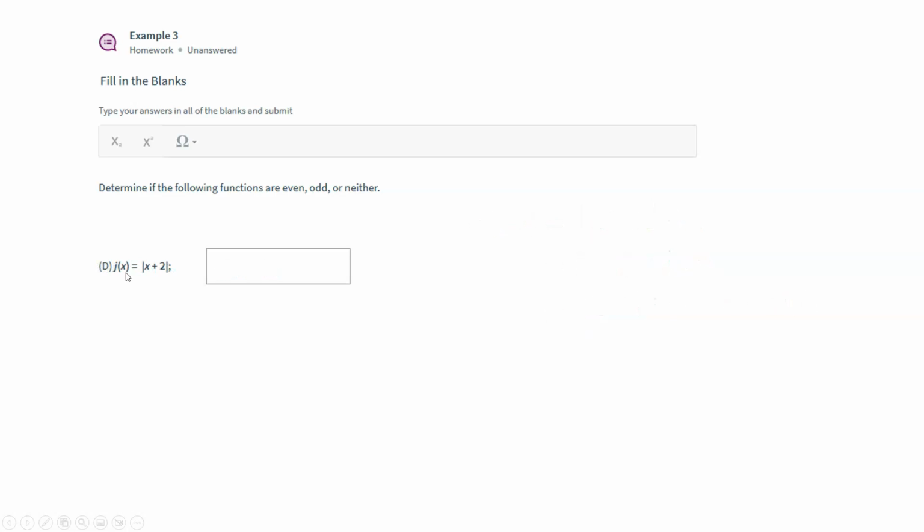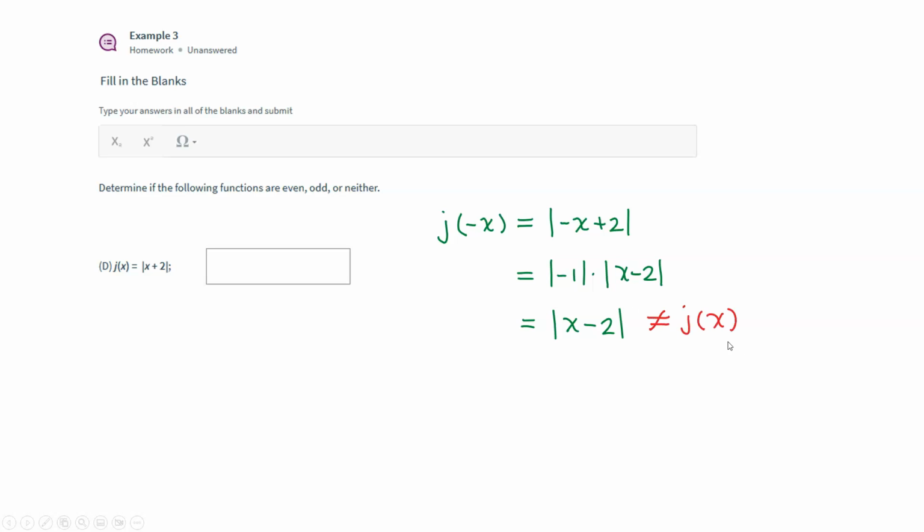For d, j of x equals the absolute value of x plus 2. First, you do j of negative x. So you're going to replace x with negative x. If you try to factor out a negative 1, you're going to have the absolute value of negative 1 times x minus 2, because both of these needed to be divided by that negative 1. And this would give you the absolute value of x minus 2. That's not the same thing. This does not equal j of x. So it's not even.